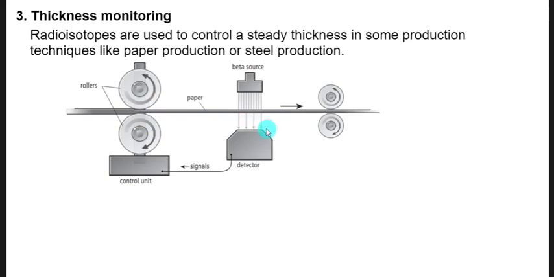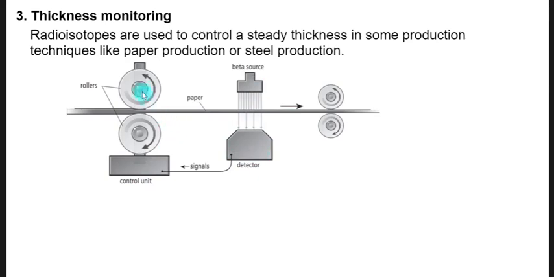But let's say, as radiation passes and comes this side, it becomes smaller than what was set for the particular thickness. Then if the detector detects the smaller radiation, it sends information to the rollers to say, no, the thickness has increased, that's why little radiation has reached here.